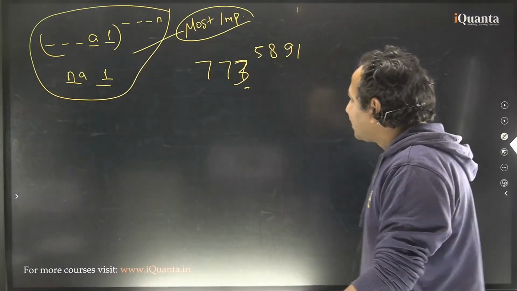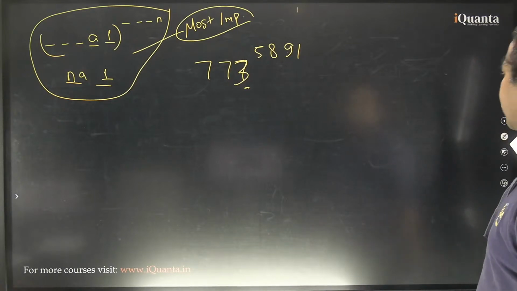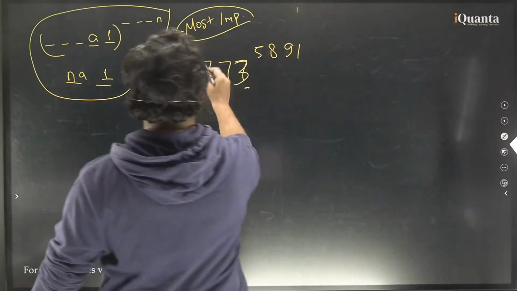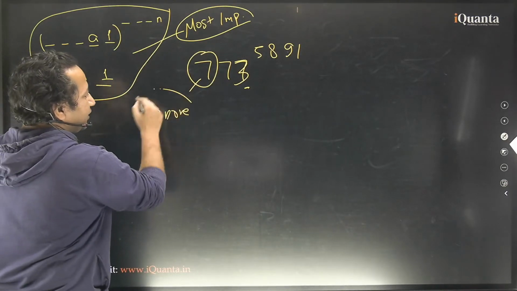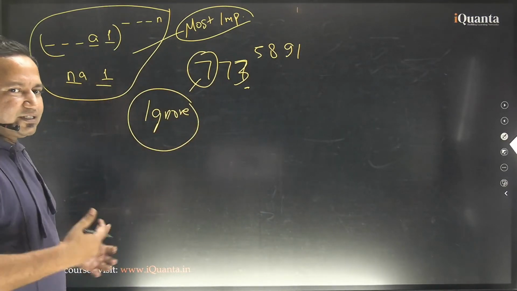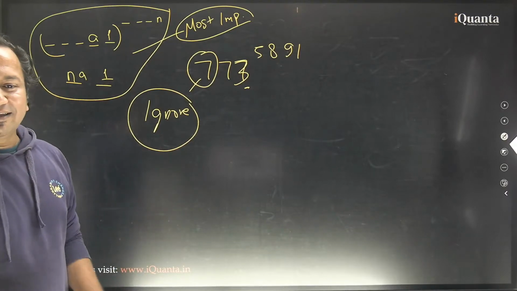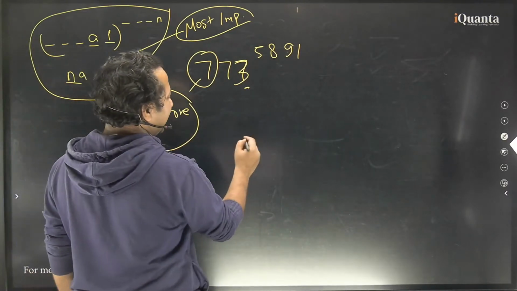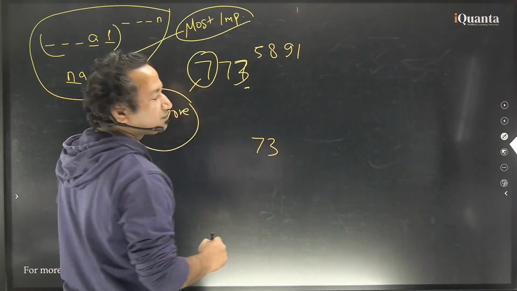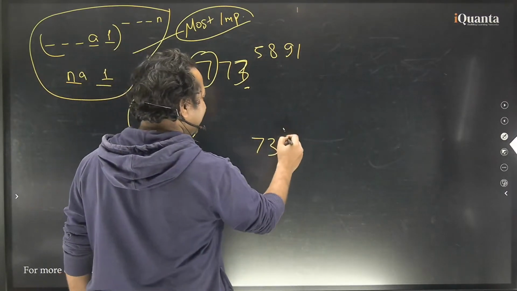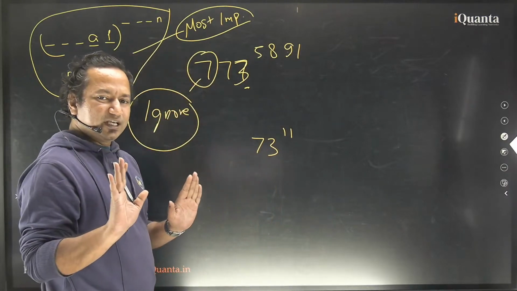All right. 773 raised to 5891. Now what to do here? Of course, this 7 is ignored. This 7 is ignored. So those who are finding the previous questions difficult, now they'll find this very easy. So now we have 73 raised to power 11. ये स्टेप तो सेम ही है पहले वाले से.